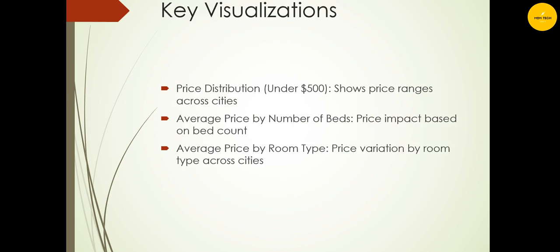The key visualizations from my code: we can get the price distribution, which is under $500. It will show the price ranges across different cities and average price by number of beds, because we know price is impacted by bed counts. So I have done research on that. There is also average price by room type. There may be price variation by different types of rooms, smaller, single bed, double bed, or it varies from city to city. So I also made an analysis on that.